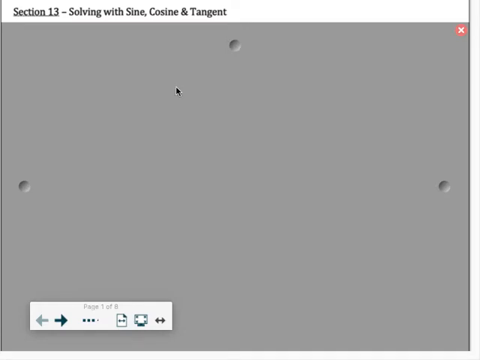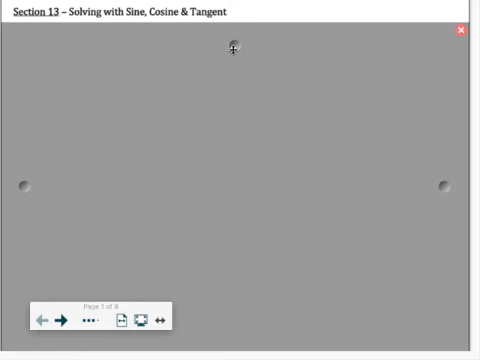All right, guys and gals, we are ready for section 13 notes, solving with sine, cosine, and tangent. You want to make sure that you have your calculator ready that has sine, cosine, and tangent on it, and we are ready to begin. So, solving with sine, cosine, and tangent. We've already established our mnemonic device, SOHCAHTOA. We're going to use that today.